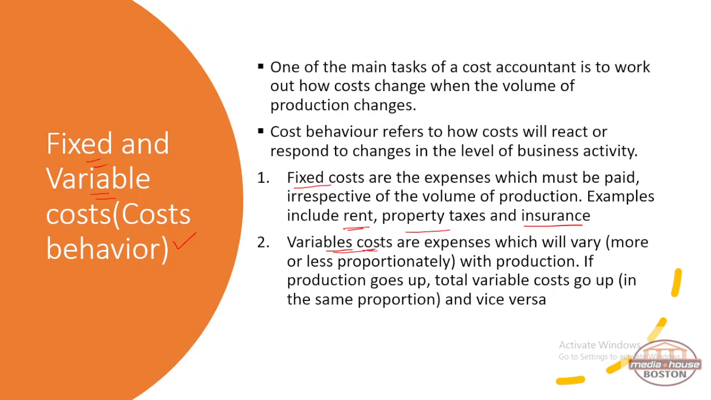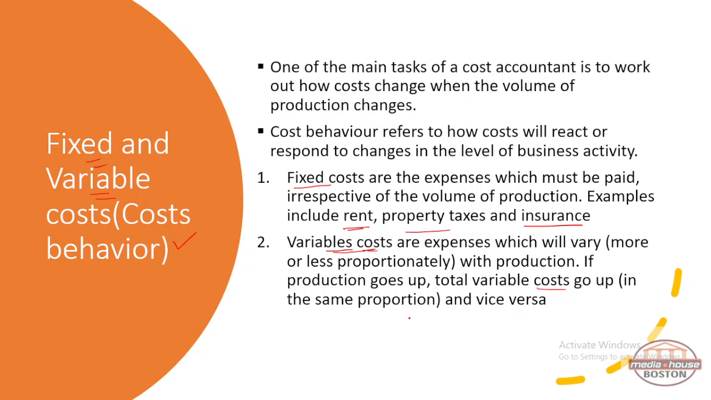So here it says variable costs are expenses which will vary more or less proportionally with production. Meaning that the more production goes up, we expect this cost to go up. The more production goes down, we expect this cost to go down. So if production goes up, the total variable cost goes up in the same proportion, and vice versa. This is what we identify as variable cost.